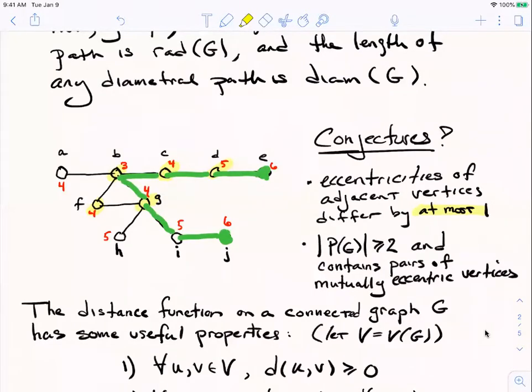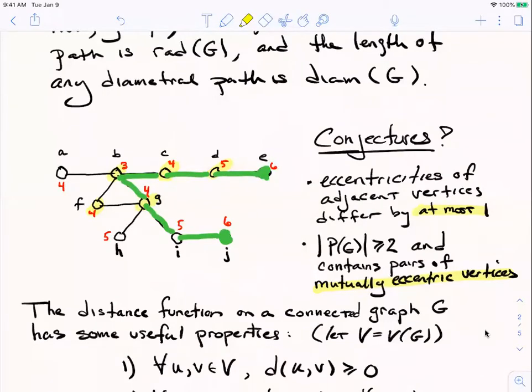A second conjecture is that in this graph, and this is kind of going out on a limb conjecturing it from one graph, it appears that the periphery has pairs of elements in it. The periphery kind of comes in these mutually eccentric vertices. Again, this graph is a little bit of a stretch to make that conjecture because it only has one pair of eccentric vertices. But in general, we'll see if we can't try to prove that.